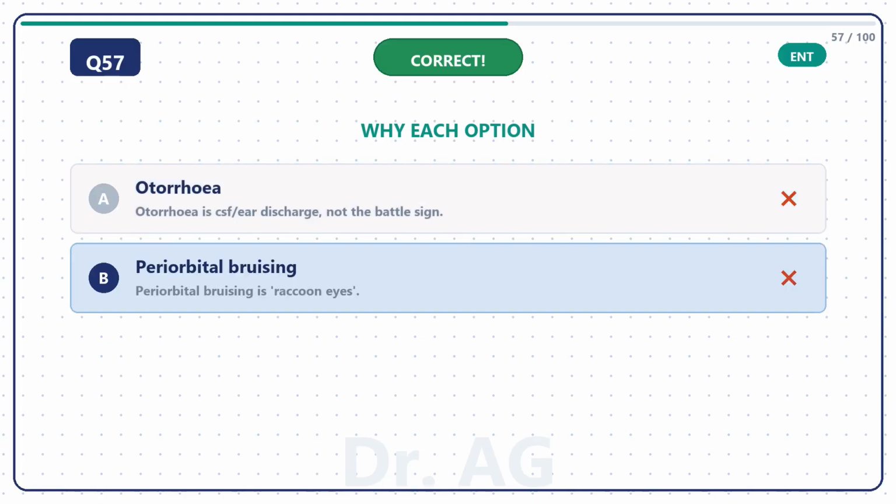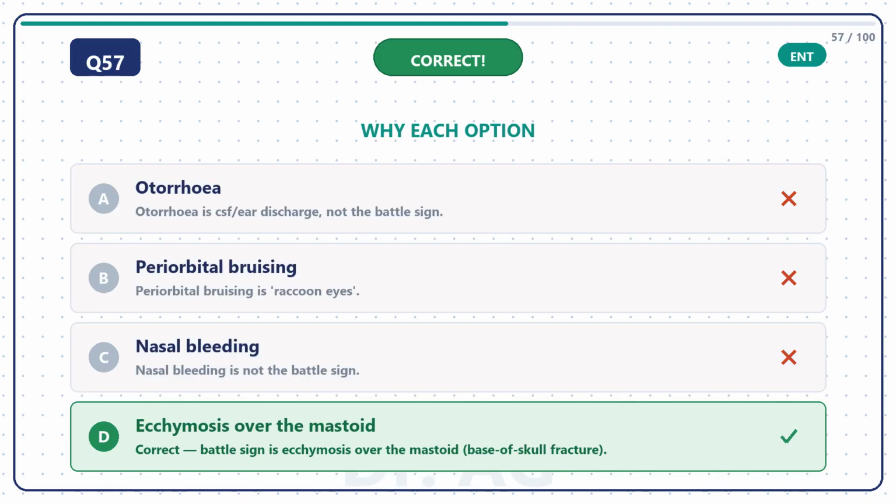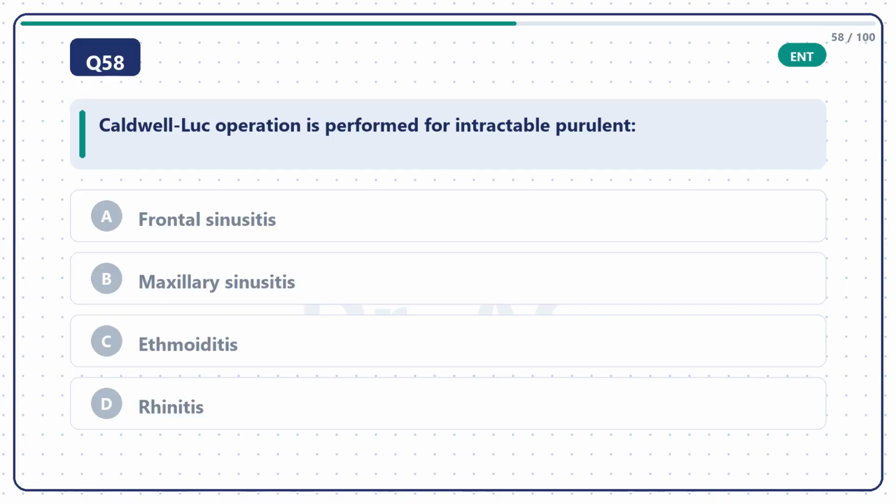Periorbital bruising. Periorbital bruising is raccoon eyes. Nasal bleeding. Nasal bleeding is not the Battle sign. And the correct answer is ecchymosis over the mastoid. Correct. Battle sign is ecchymosis over the mastoid, seen in base of skull fracture. So, the right answer is option D. Ecchymosis over the mastoid. Question 58. Caldwell-Luc operation is performed for intractable purulent.